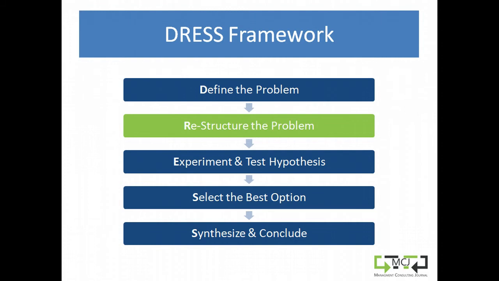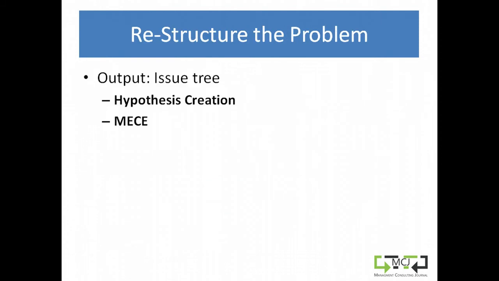In today's lesson, we're going to talk about the second part of the DRESS framework. In the first section, we used the structure to define the problem. Now we want to create a new structure to help us solve the problem that we defined in the first stage, which is why this stage is called restructure the problem. And the output of the stage is the issue tree.